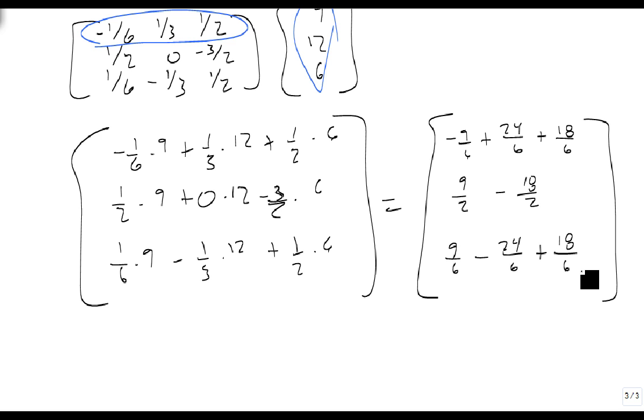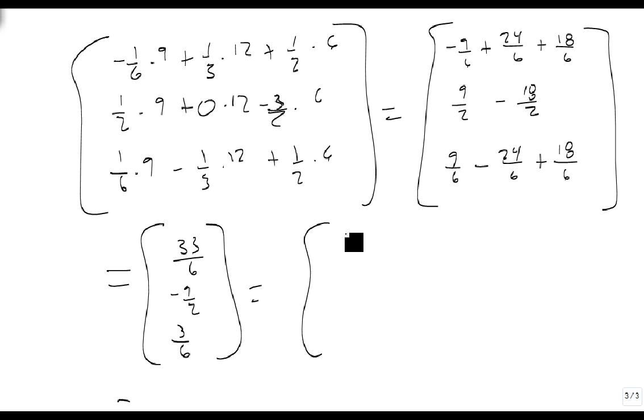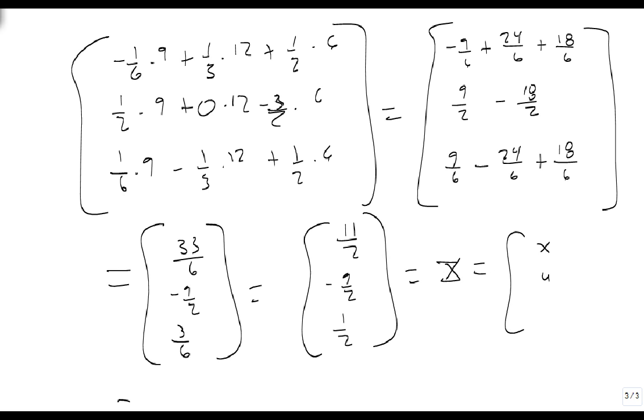Adding these together, 24 plus 18 minus 9. 24 plus 18 is 42, minus 9 is 33 sixths. 9 halves minus 18 halves is minus 9 halves. And 9 plus 18 is 27, minus 24 is 3 sixths. We reduce our fractions to get 11 halves, minus 9 halves, and 1 half, and this is equal to, remember, our X matrix, which is equal to X, Y, Z.